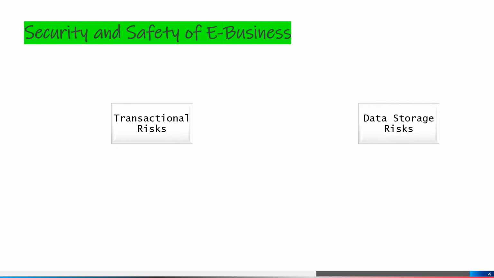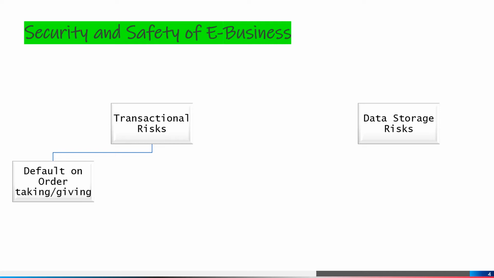And the second is data storage risk. So this is one kind of risk which harms our data. We will understand all these things when we understand its types. So very first, we will understand transactional risk. Under this category, we have default on order taking and giving.